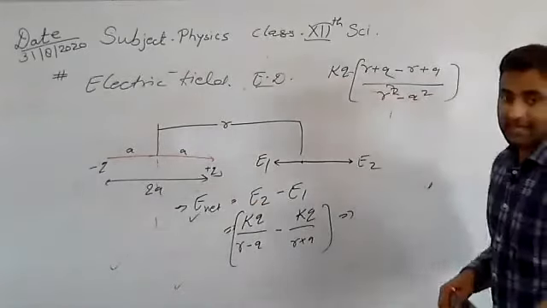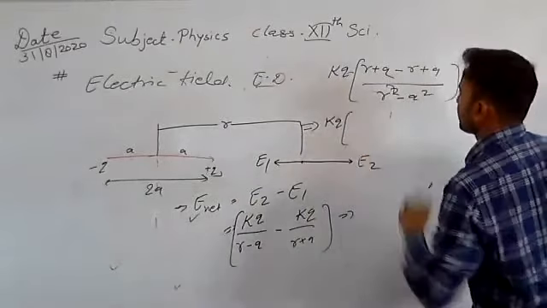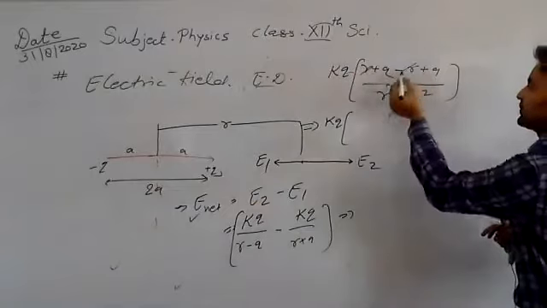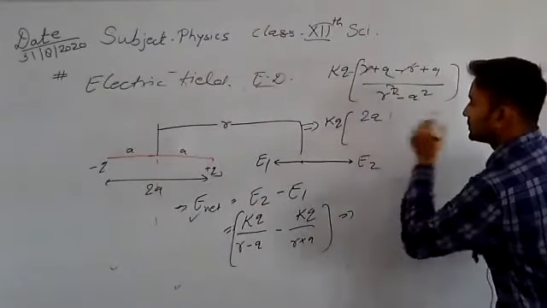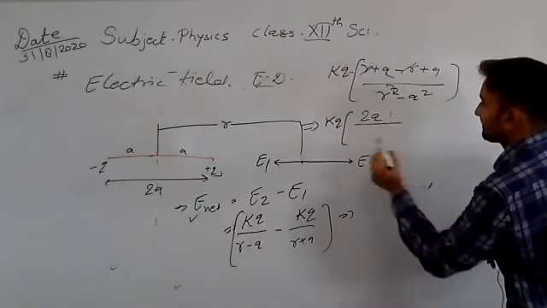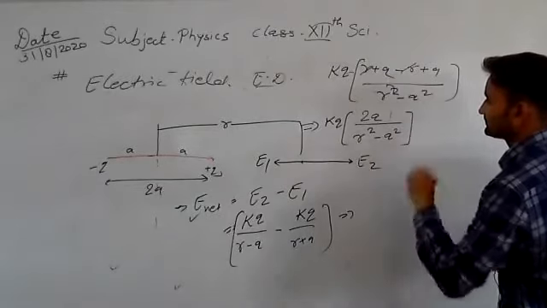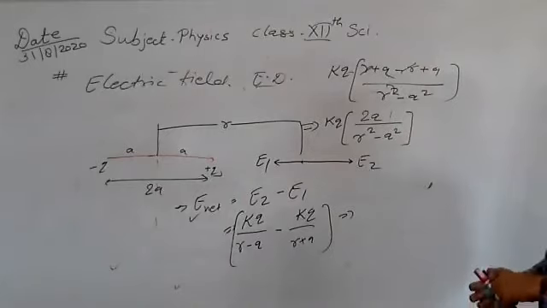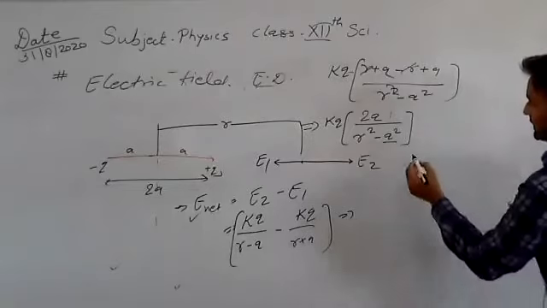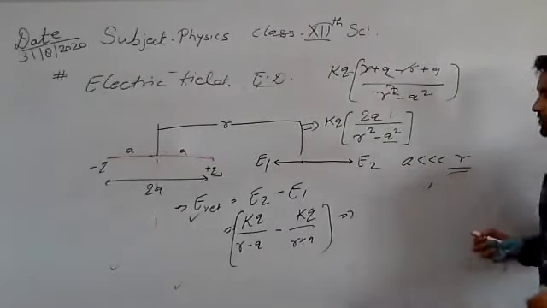R square minus A square. So it will be KQ. It will cancel out each other. I have 2A by R square minus A square. I can say that this is very less than R.